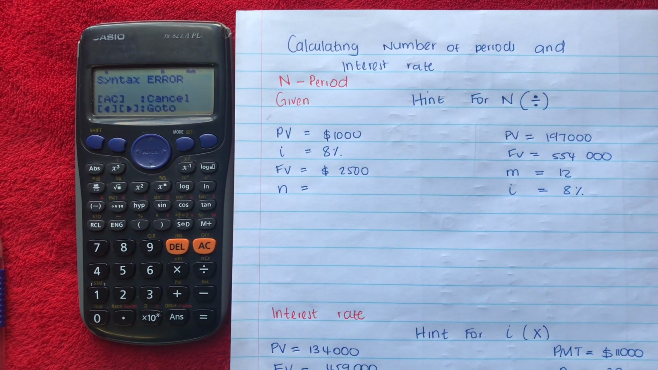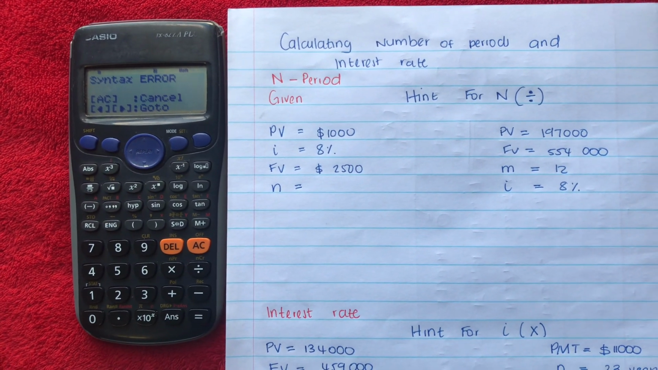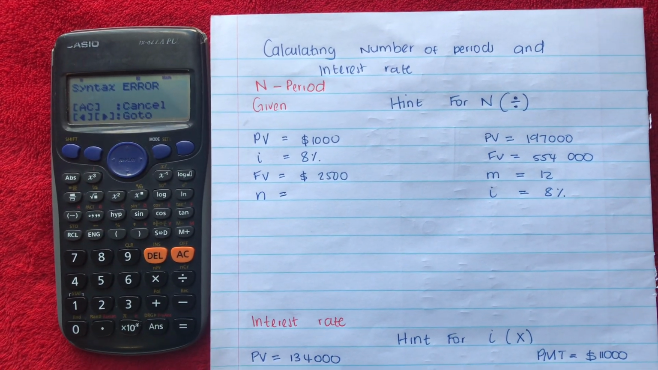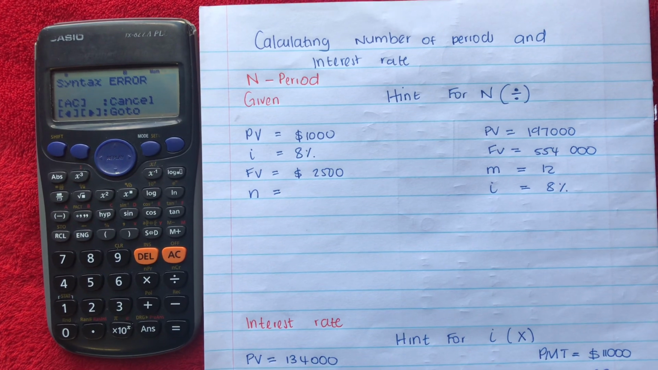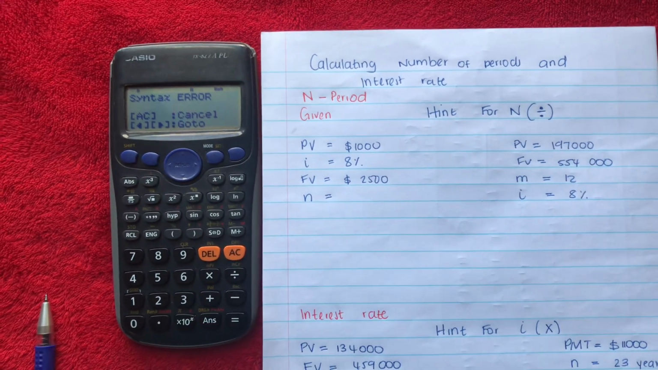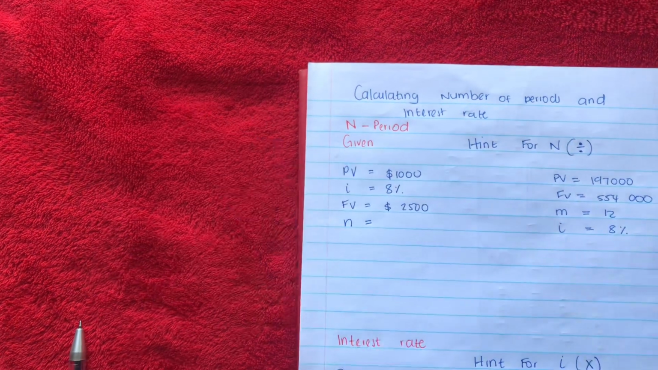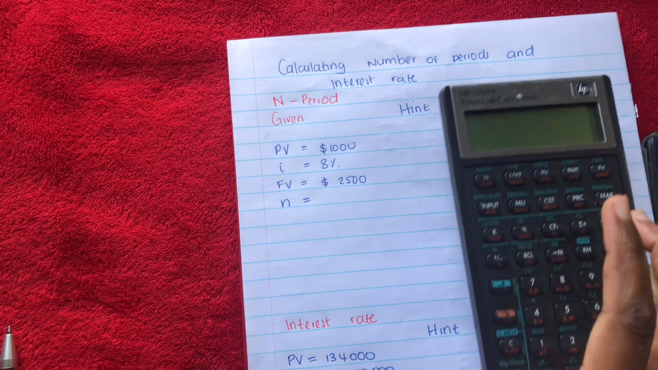So in today's video, I will be helping you with calculating the number of years and the interest rate given other inputs. We first calculate the N, which is our period. I'll teach you using the financial calculator, obviously.